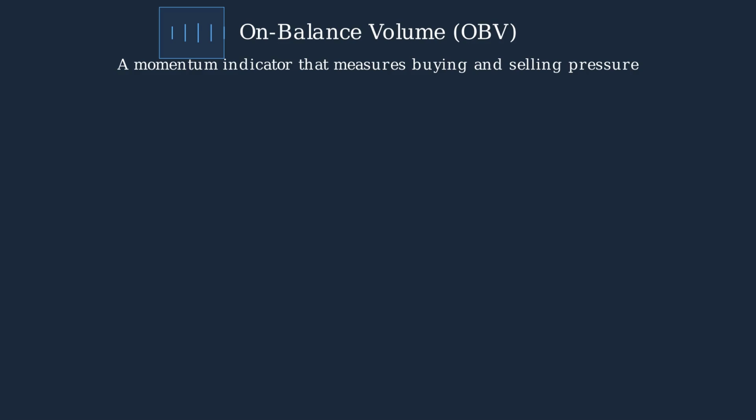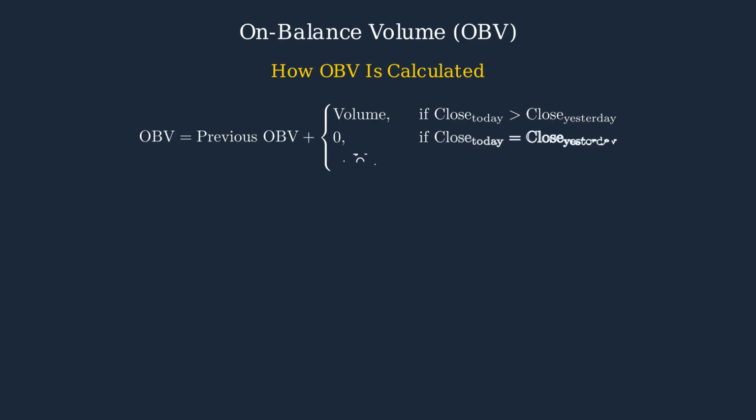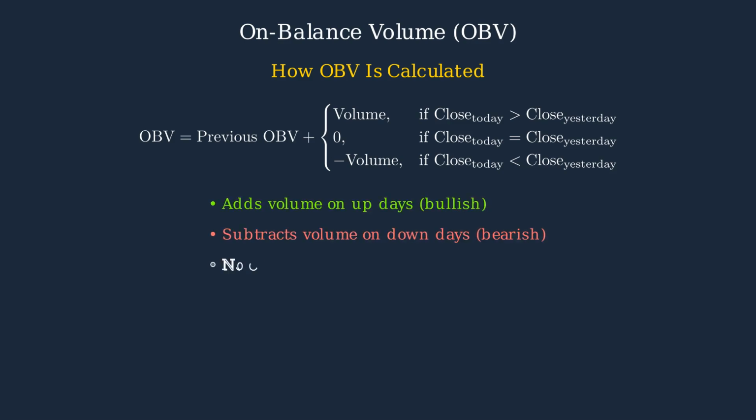On-balance volume, or OBV, is a momentum indicator that helps traders identify buying and selling pressure in the market. OBV is calculated by adding volume on days when the closing price is higher than the previous day and subtracting volume on days when the closing price is lower. This creates a running total that shows whether buying pressure or selling pressure is dominating the market.